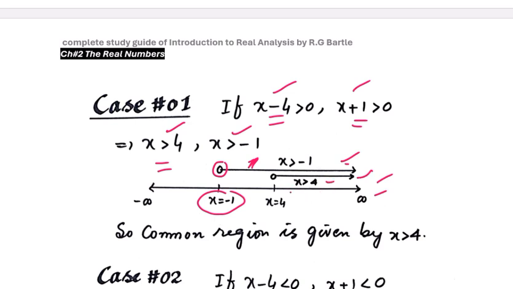Now the common region in both number lines is this. This is the common region. This region is not common here. So the common region is given by x greater than 4 in this case.